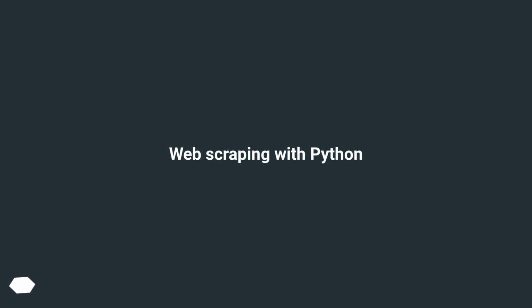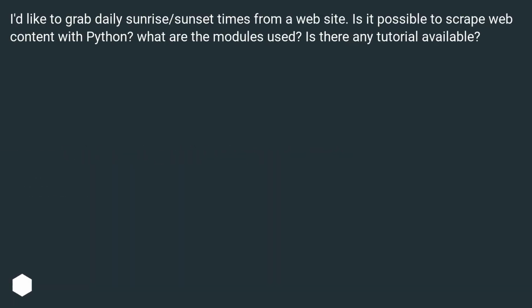Web scraping with Python. I'd like to grab daily sunrise/sunset times from a website. Is it possible to scrape web content with Python? What are the modules used? Is there any tutorial available?